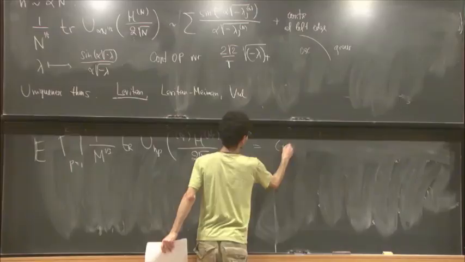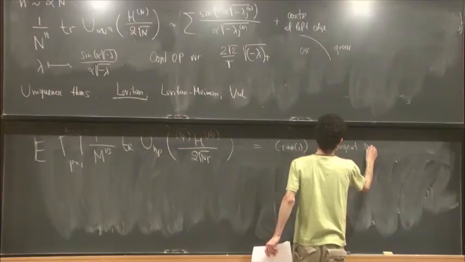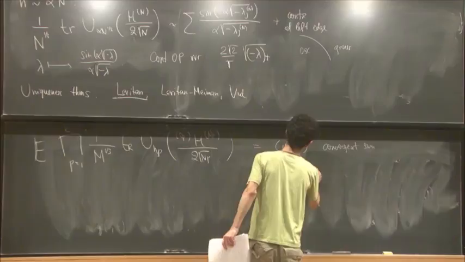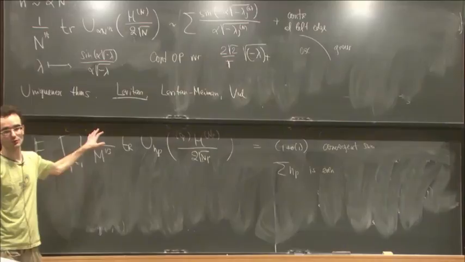This is 1 plus little o of 1 times a convergent sum, which you want to describe, at least when the sum of the n_p is even. When the sum of the n_p is odd, this is identically zero because the contribution of the right edge cancels.